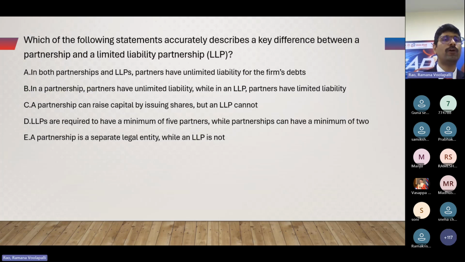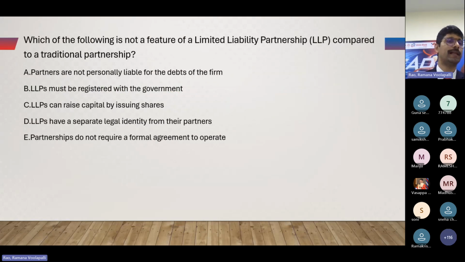Which of the following statements accurately describes a key difference between the partnership and the limited liability partnership? Which one will differentiate between the partnership and the limited liability partnership? Yes, 3B. Great. I think the concept has really gone in. In a partnership, partners have unlimited liability, while in an LLP, partners have limited liability. That is the key differentiator between partnership and limited liability partnership.